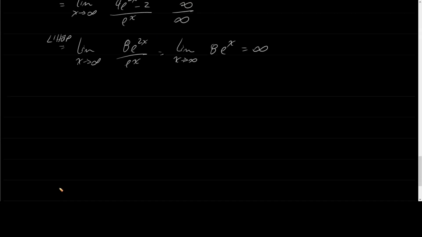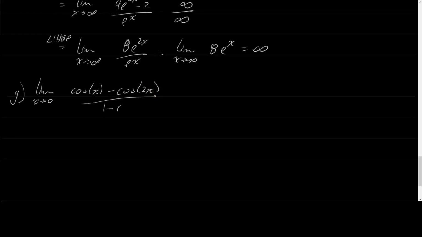Let's look at another one. So it's G. The limit as x approaches 0 of cosine of x minus cosine of 2x over 1 minus cosine of x. Let's see what happens. Plug in 0.